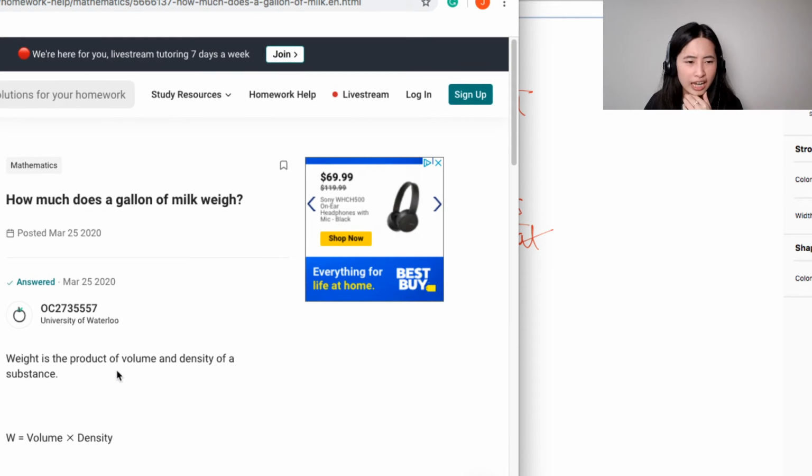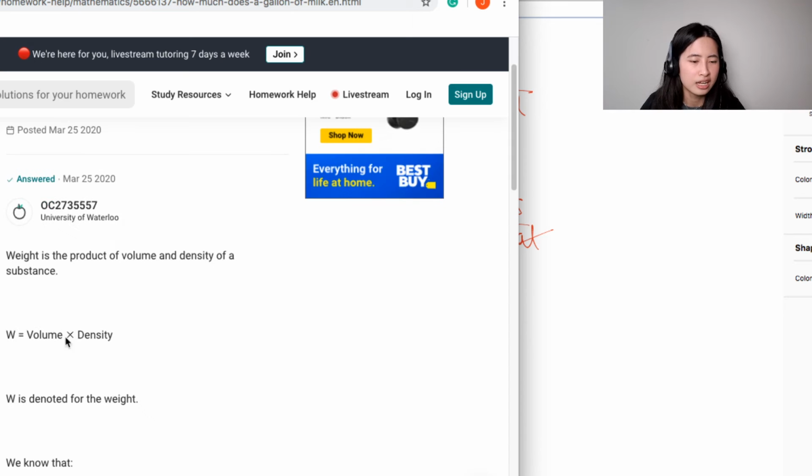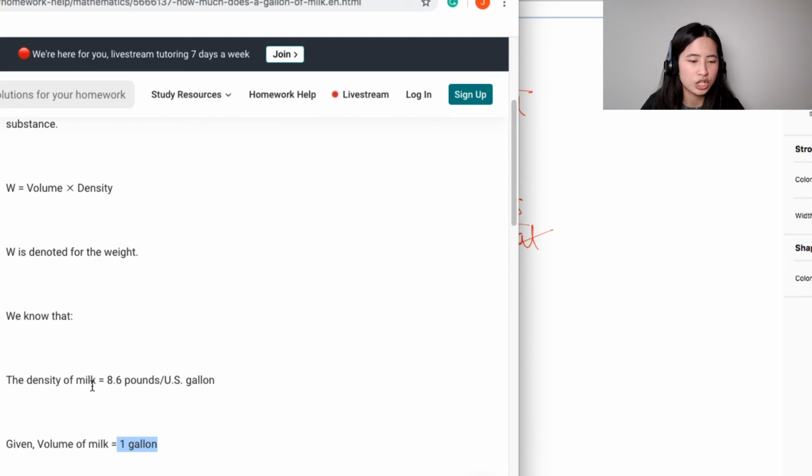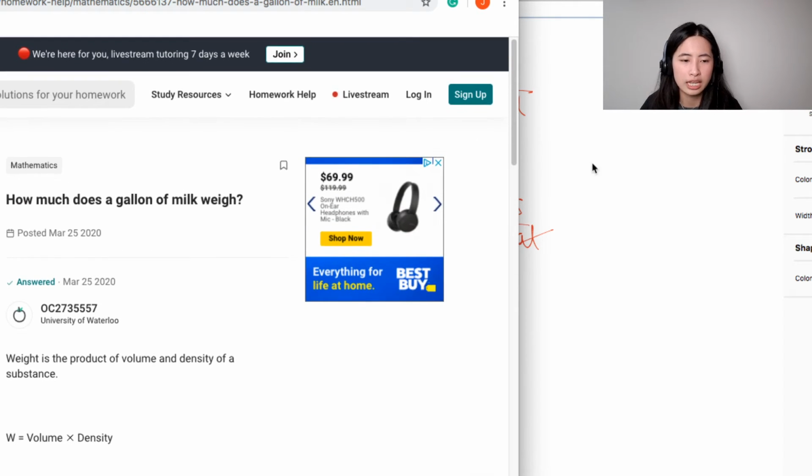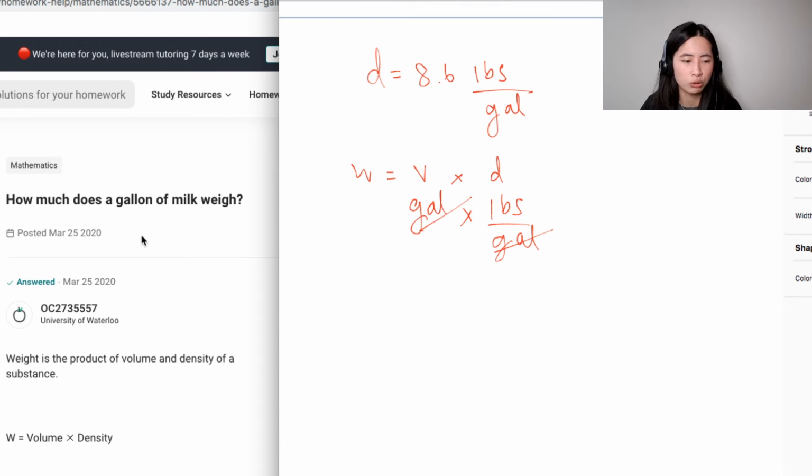They're assuming that the volume of milk that is given is 1 gallon, which I think it doesn't really say from the question. So I think they should have provided us with the measurements. They should have mentioned that the density of milk is 8.6 and the volume of milk is 1 gallon. They need to tell us that, otherwise there's no numbers you can actually deal with.